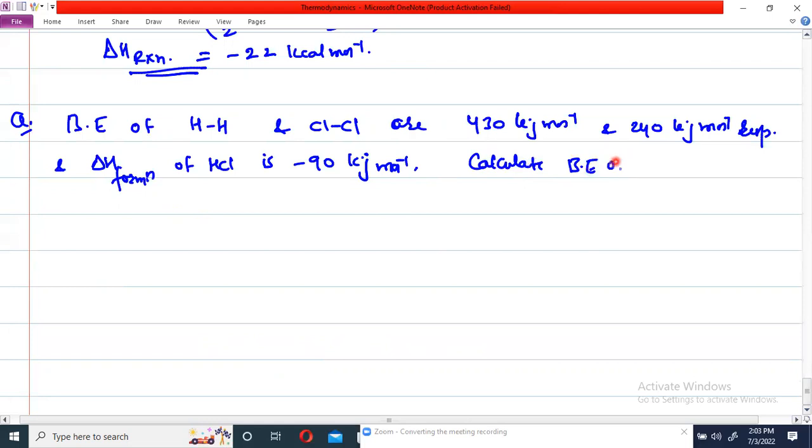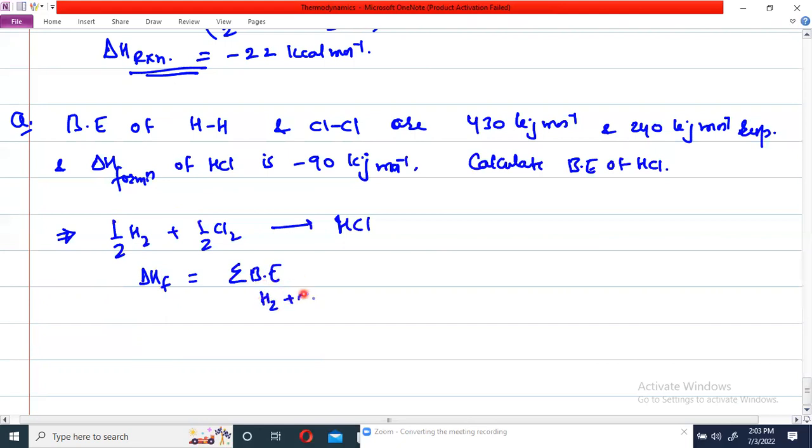They're asking to calculate the bond energy of HCl. See, bond energy of HH and ClCl are given, and the bond energy of HCl they are asking. But a very simple way, same way: half H2, half Cl2, 1 HCl. Heat of formation or reaction equal to summation of bond energy of H2 plus Cl2 minus summation of bond energy of HCl product. The heat of formation value is given as minus 90.